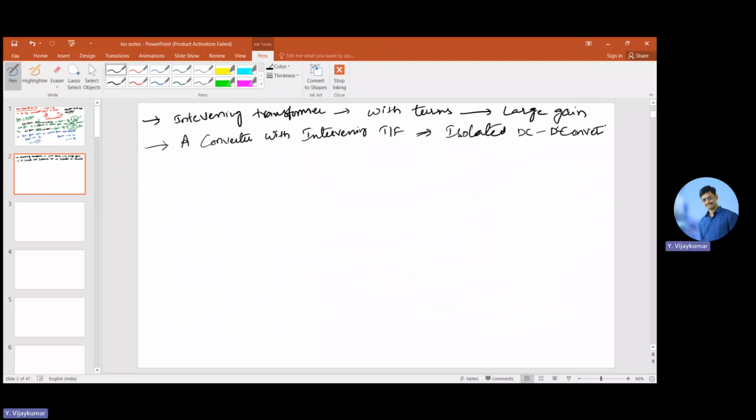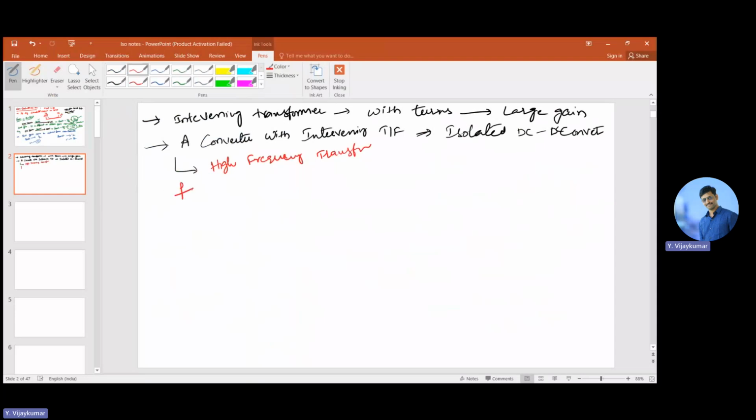Now in this converter, we are going to have a high frequency transformer. In this intervening transformer I said, right? So here that transformer is a high frequency transformer. Now what is the advantage with the high frequency transformer?